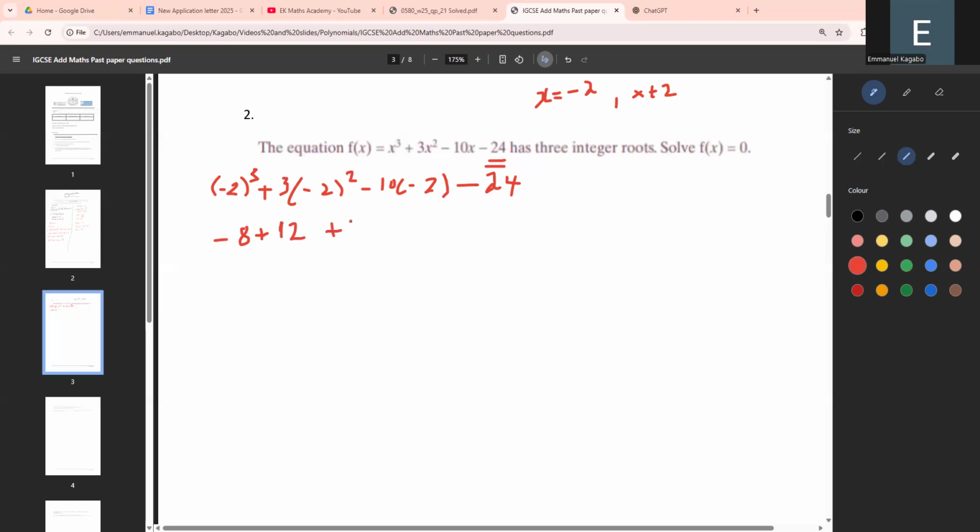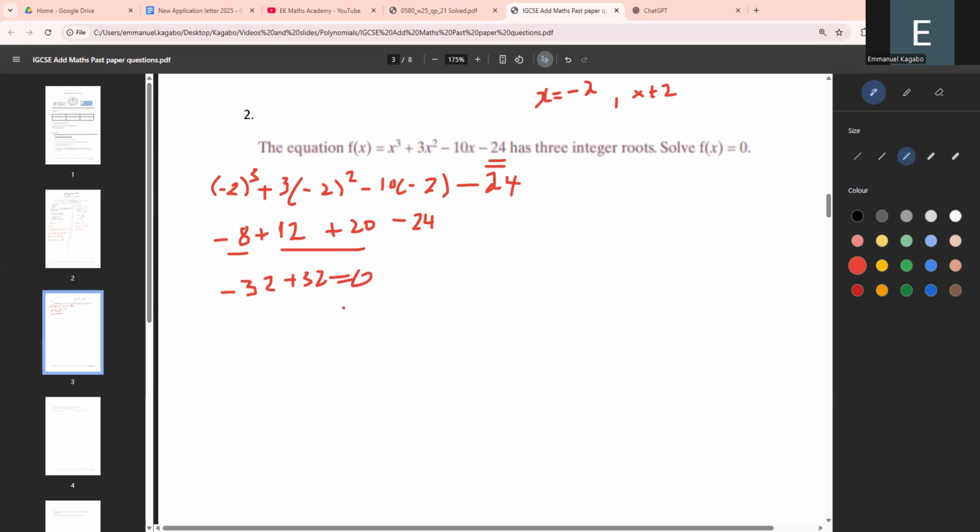This is plus C, 20, because it's negative 2 times Z minus 10. So minus 24. Is this giving me 0? What is this guy? 32. And then this gives me negative 32 plus 32. This gives me 0. It means x plus 2 is a factor.